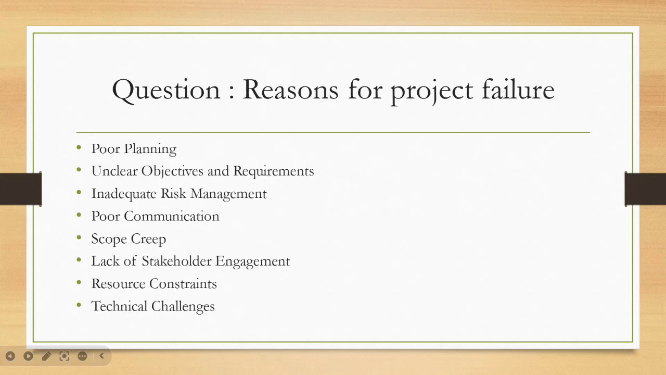And the reasons for project failure. So you need to write down the reasons for the project failure. These are the reasons: poor planning, unclear objectives and requirements, risk management and poor communication, scope creep and lack of stakeholder engagement, and resource constraints and technical challenges. These are the reasons for the project failure. So you need to write them down. If you know a few more reasons, then you can write them down there.